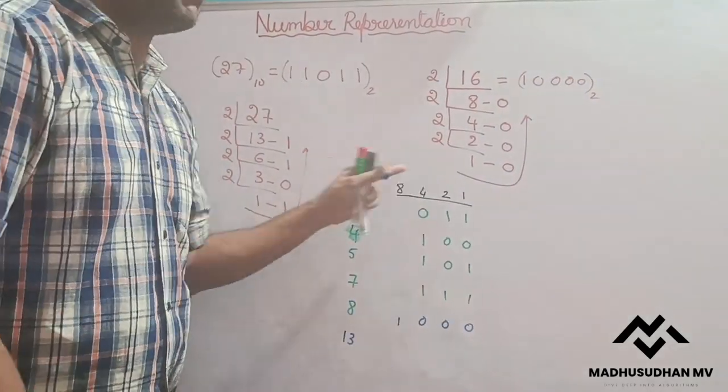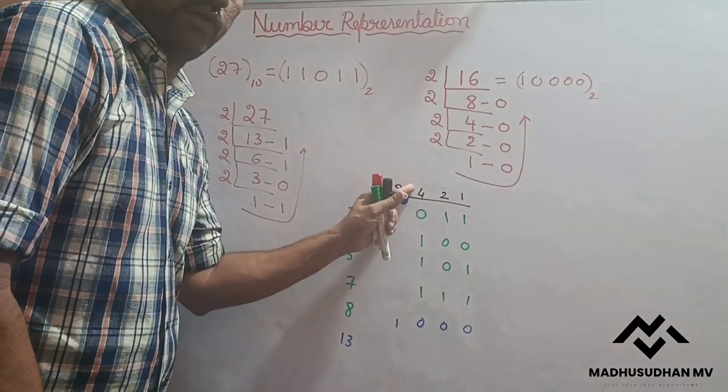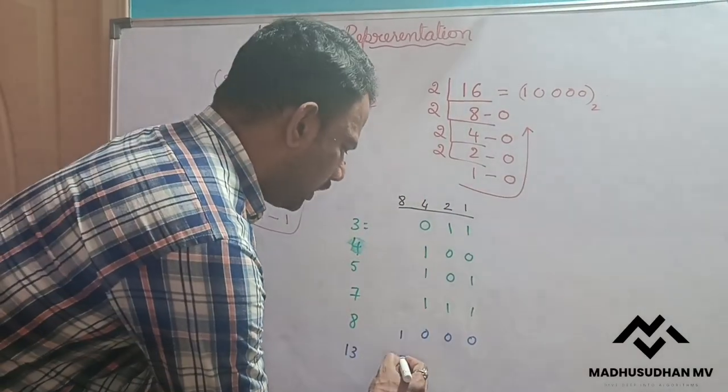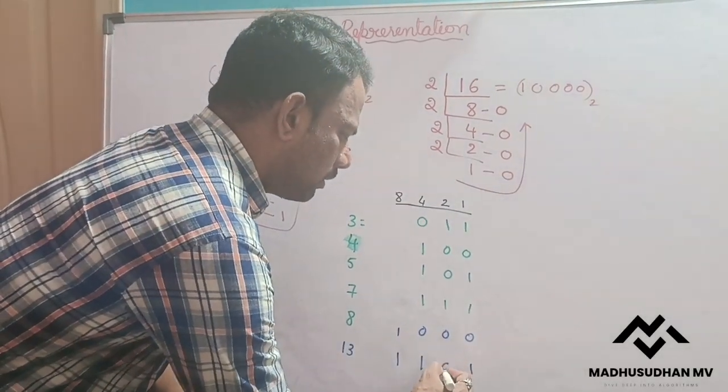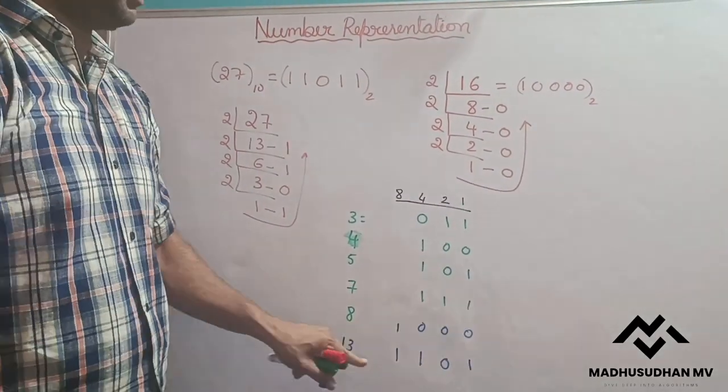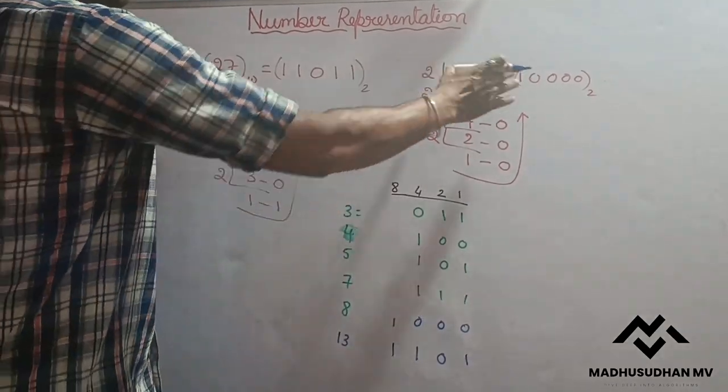Now if I add which numbers, I get 13? 8 plus 4 is 12, plus 1 is 13. So 8 and 4, this is 1, remaining is 0. So this is 13 in what? Binary.